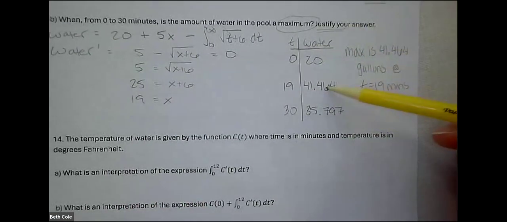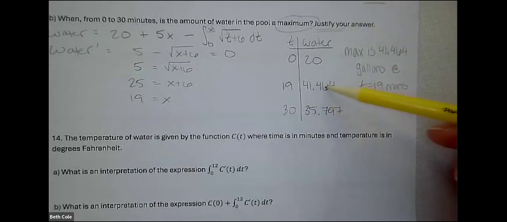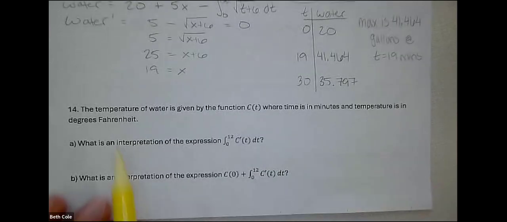So what happened was we had this maximum at 19, and then the water started leaking out faster than it was coming in. So we lost water over time, net amount of water.